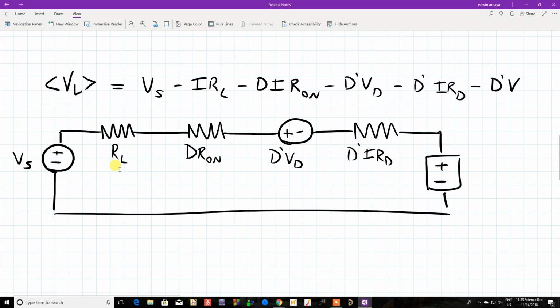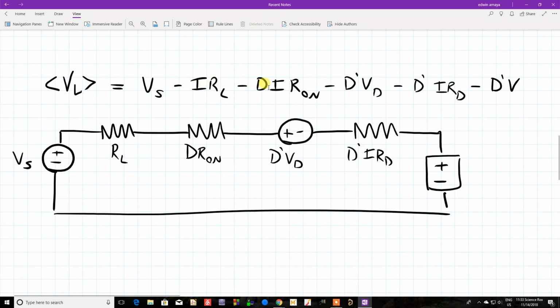So you have an RL, and you're going to add another resistance here, D times Ron. This is the Ron of the MOSFET, which only depends on the on time of the duty cycle. Then you're going to have the voltage drop across the diode. Since that's a constant voltage, we put that as a voltage source, right?